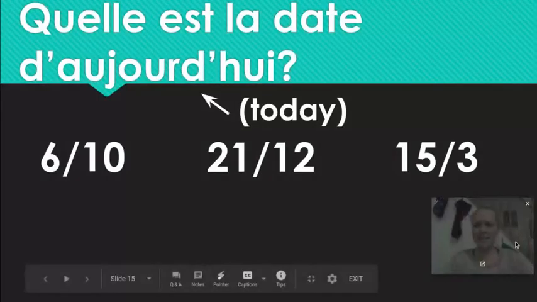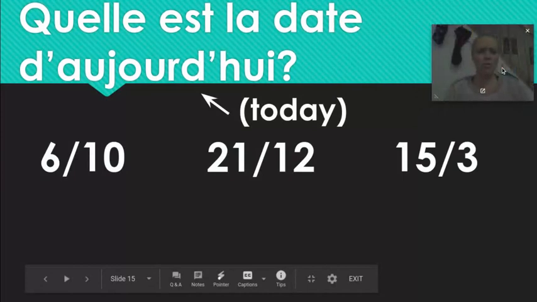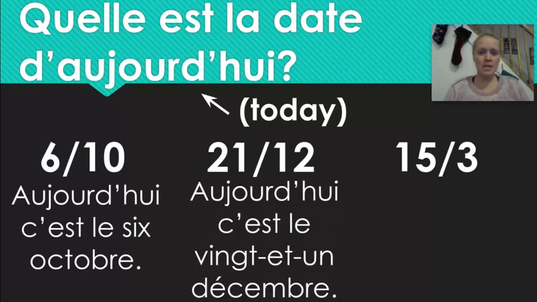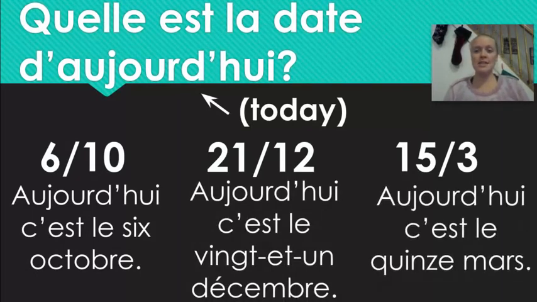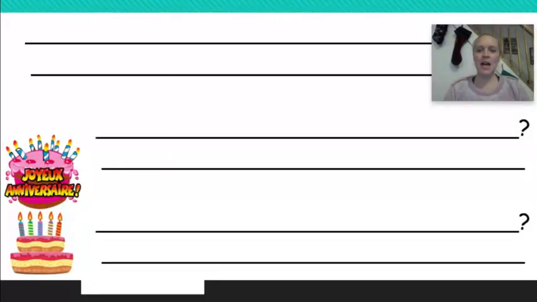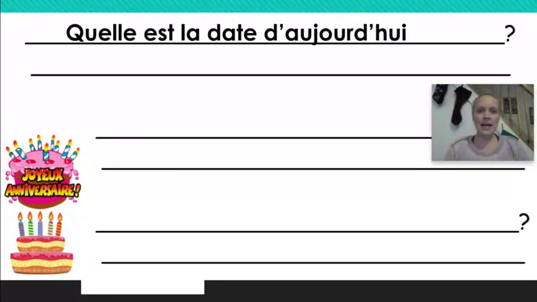Okay, take a look at these dates here. Quelle est la date d'aujourd'hui? Aujourd'hui, c'est le 6 octobre. Aujourd'hui, c'est le 21 décembre. Aujourd'hui, c'est le 5 mars. Excellent, oui. Aujourd'hui, c'est le 21 décembre. It's the 21st of December. Très bien. Aujourd'hui, c'est le 21 décembre.